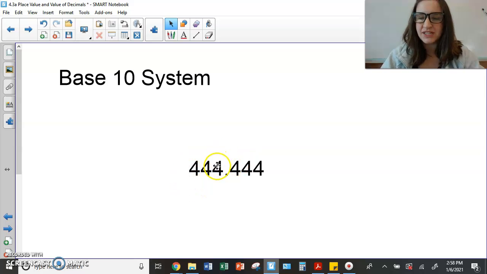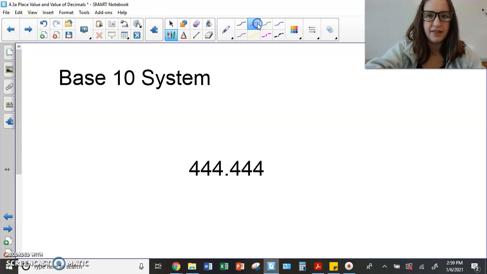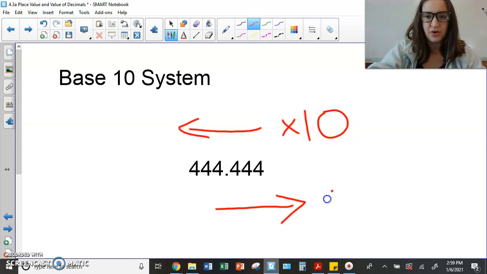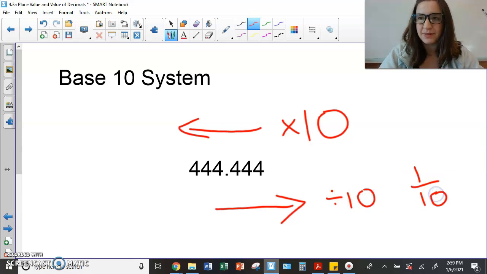When we get to the ones place, it doesn't stop there, because we go past our decimal point, and so now we have parts of 1. We have our tenths, our hundredths, and then our thousandths, which are each 10 times smaller than the place before them. So when we are going in this direction, we are multiplying by 10, and when we are going in this direction, we're dividing by 10, or it's the same as saying it is 1/10 of the place before it.